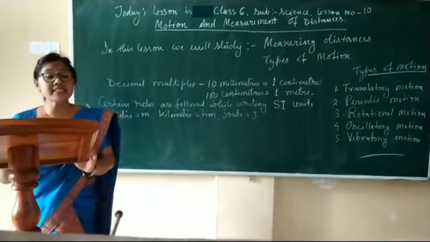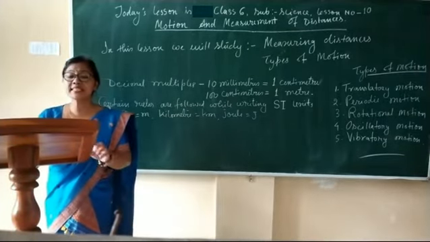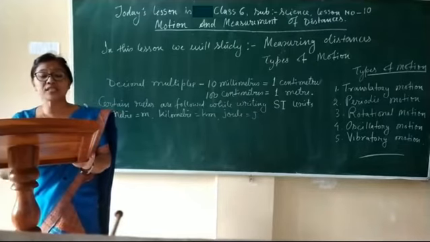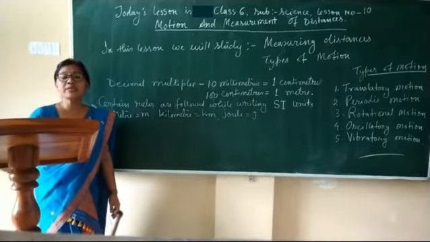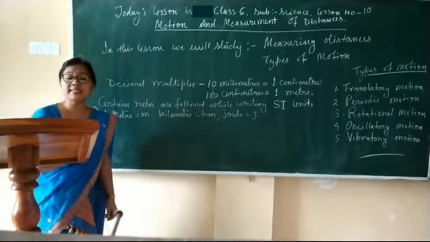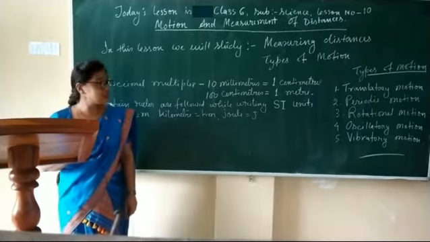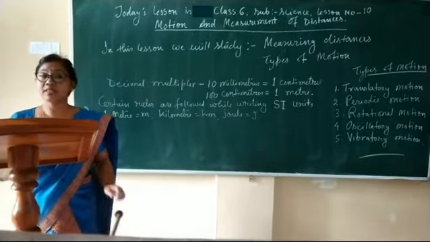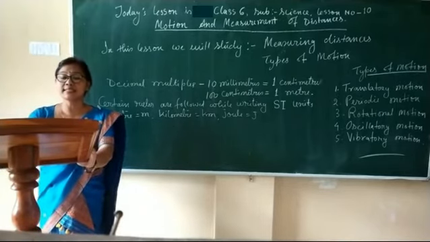Is there a larger decimal unit of a meter? Yes. To measure the distance between places, we use kilometers. It is a unit larger than the meter. 1000 meters is equal to 1 kilometer.